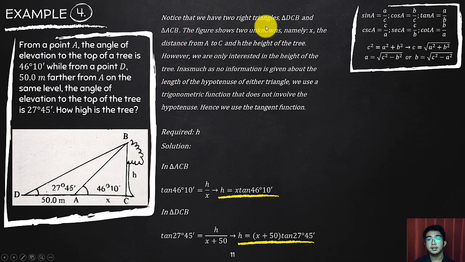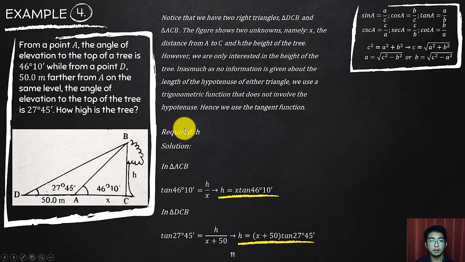So here, notice that we have two right triangles. Do we have two right triangles? That is now triangle DCB. Where is that? DCB, that's a right triangle, that's the large one, and ACB, correct? The figure shows two unknowns, namely x, let's call this x, the distance from A to C, and h, the height of the tree. However, we are only interested in the height of the tree, correct? Inasmuch as no information is given about the length of the hypotenuse of either triangle, we don't know DB, we don't know AB, correct?